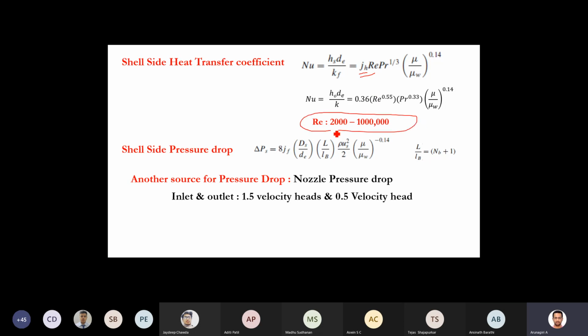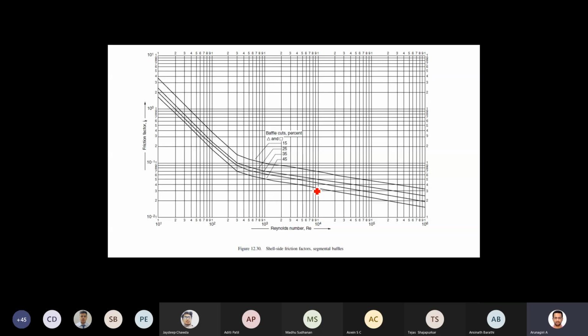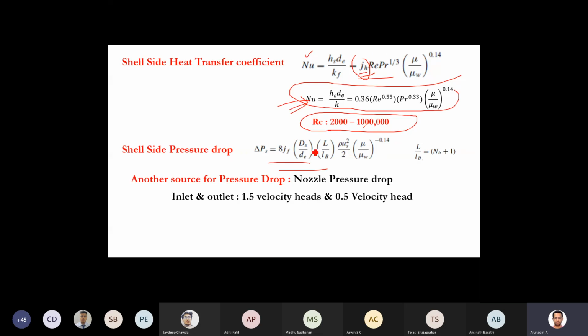Or if your Reynolds number is in this range, then you can use this equation also. This is another way, an analytical equation. If you don't have the chart, you can use this equation, or you can use this chart. Once you know the JH value, you can substitute and find the Nusselt number. Then the pressure drop you have to calculate using this chart, with the Reynolds number and the baffle cut. For a square and triangular arrangement, you follow the same line and the same equation to find the JH factor. Once you know that, you have to calculate the shell side pressure drop.